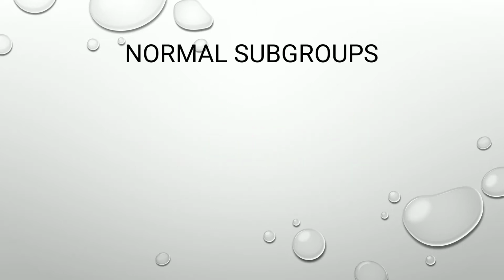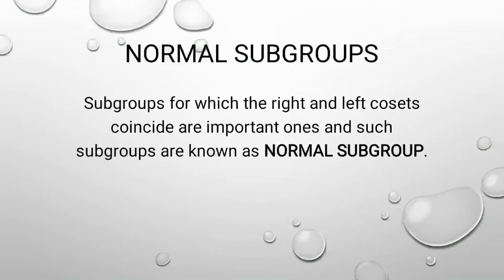So the normal subgroups. But before it, we already know that for some subgroups, the set of right cosets coincides with that of left cosets, whereas for others, this may not be true. But the subgroups for which the right and left cosets coincide are important ones, and such subgroups are known as normal subgroups.